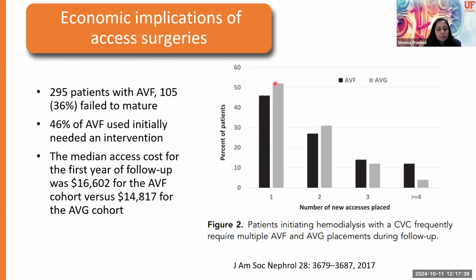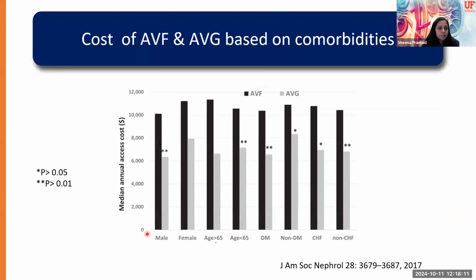And as you can see, at least 30% of patients needed more than one access placed in order to get a functional AV fistula or graft. And another 10 to 15% needed 3 accesses placed before they were able to have a functioning access other than a catheter. So the cost in terms of needing a fistula compared to a graft actually seemed to be higher in the fistula compared to the AV grafts.